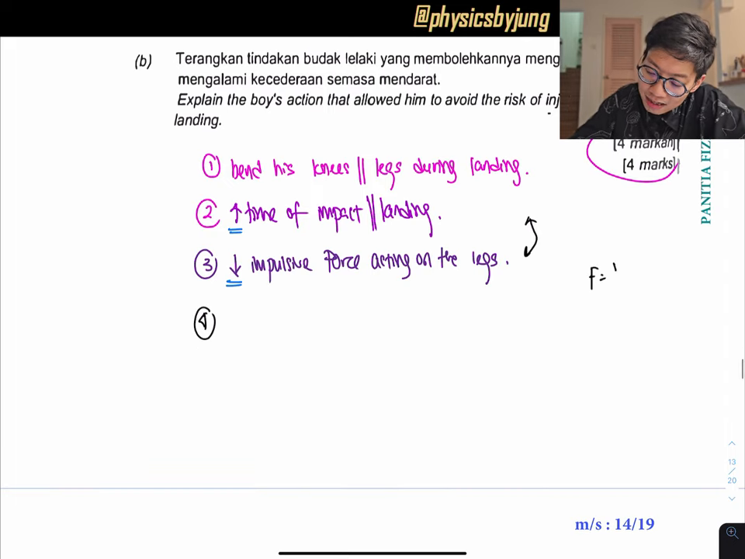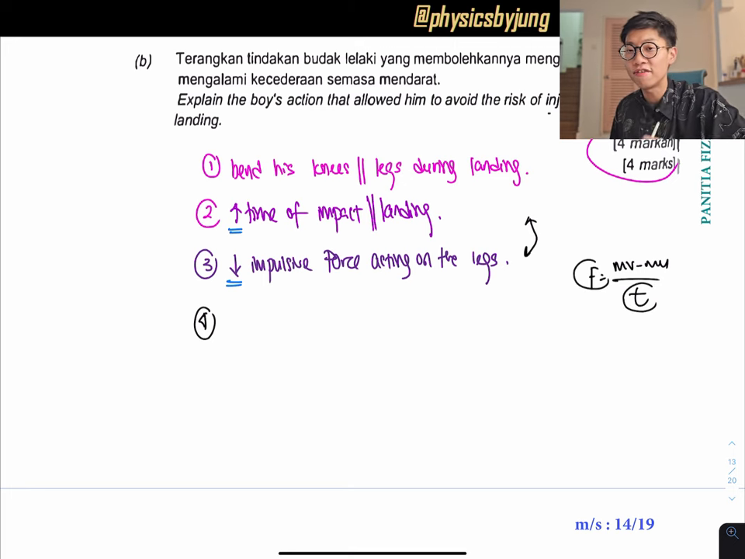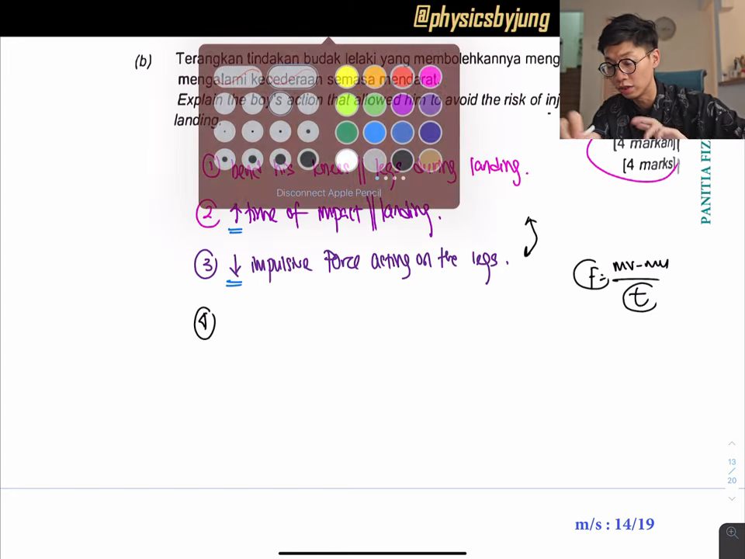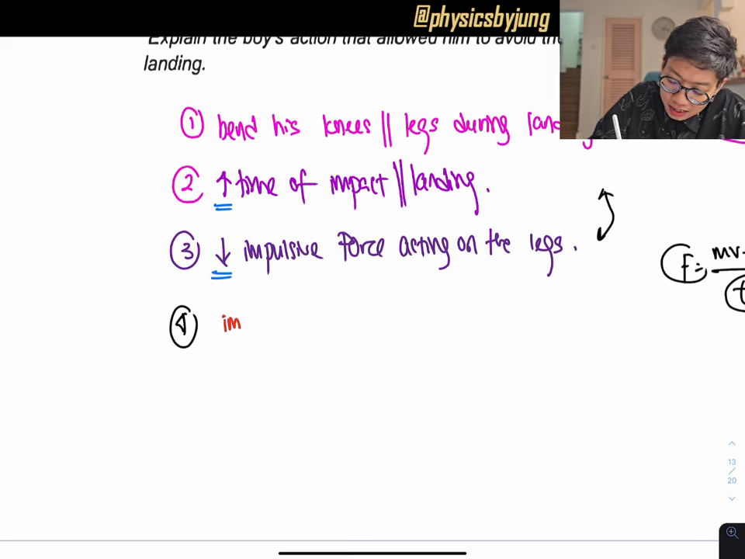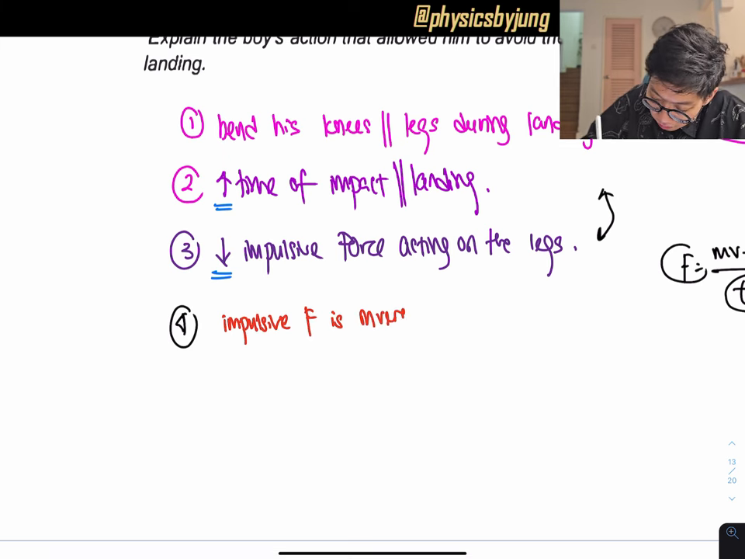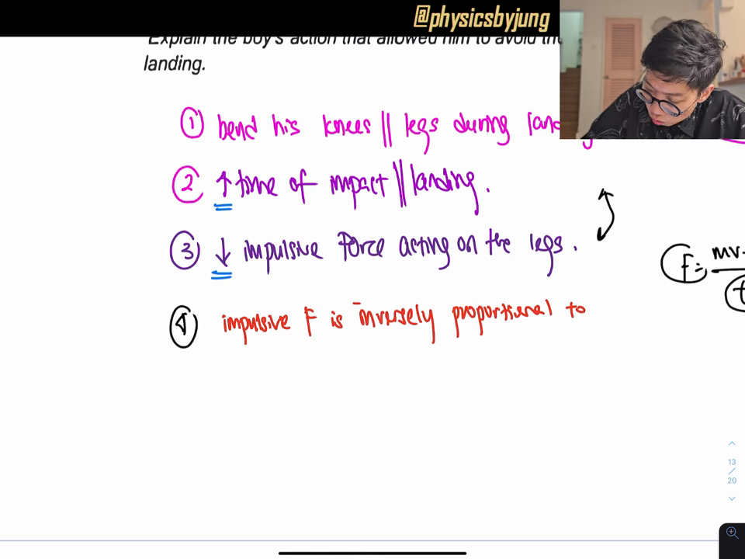So based on this formula, mv minus mu over t, we can see that t and F are inversely proportional. Why? Because there's nothing else in the formula. Your F and t are inversely proportional. The higher the time of impact, the lower the impulsive force. So you can immediately say that your impulsive force is inversely proportional to time of impact.